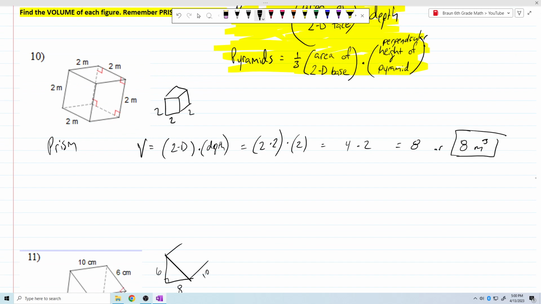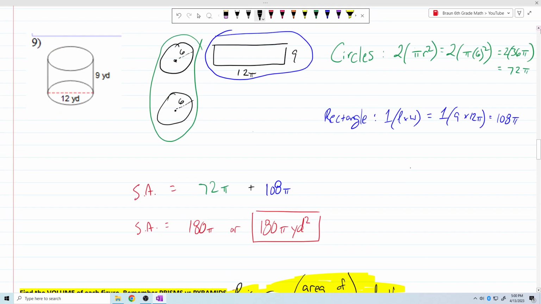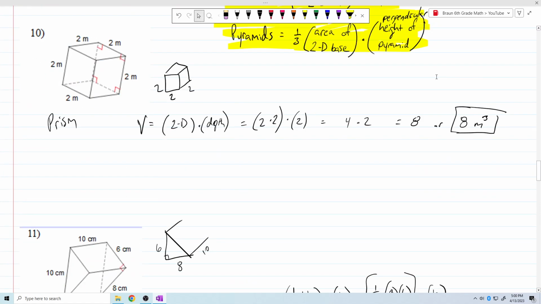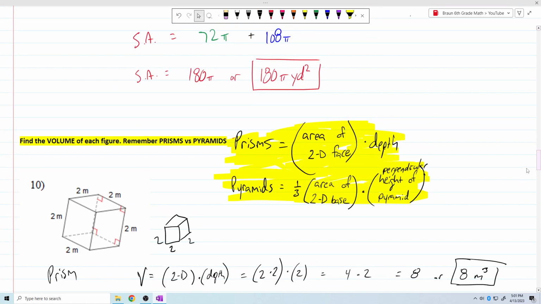Volume is this, let me scroll up just a tiny bit more so you can see the general formula that I want you guys to commit to memory. You can classify them, for what we're going to do, in two different ways: prisms and pyramids. For prisms, you take the area of the 2D face and you multiply by the depth.